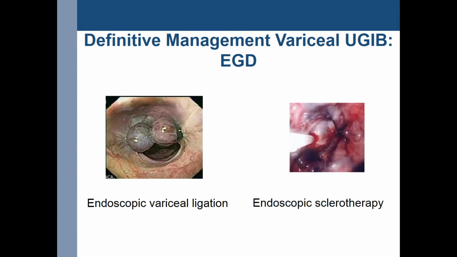And of course, really the definitive management is EGD with variceal ligation, as you see here. These are literally rubber bands that we place at the base of these varices to strangulate them. In the older days, we used to perform endoscopic sclerotherapy, where we use a needle into the varix and inject sclerosants into them. We very, very rarely perform this nowadays.